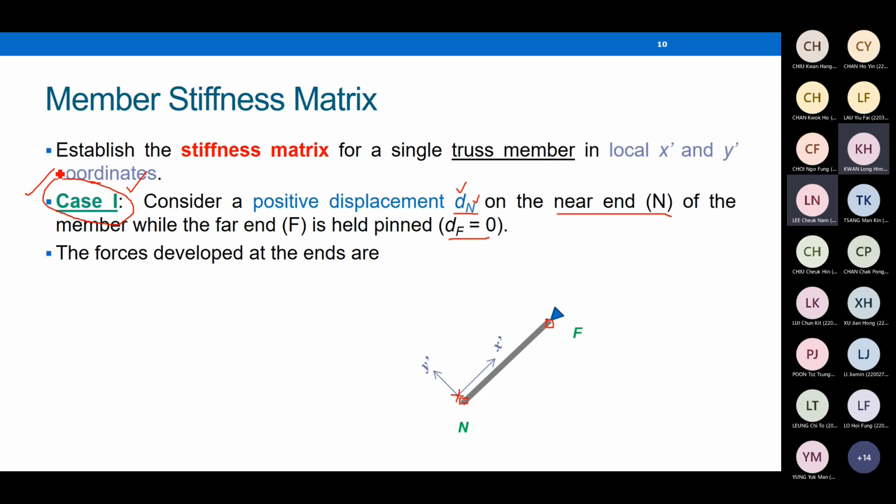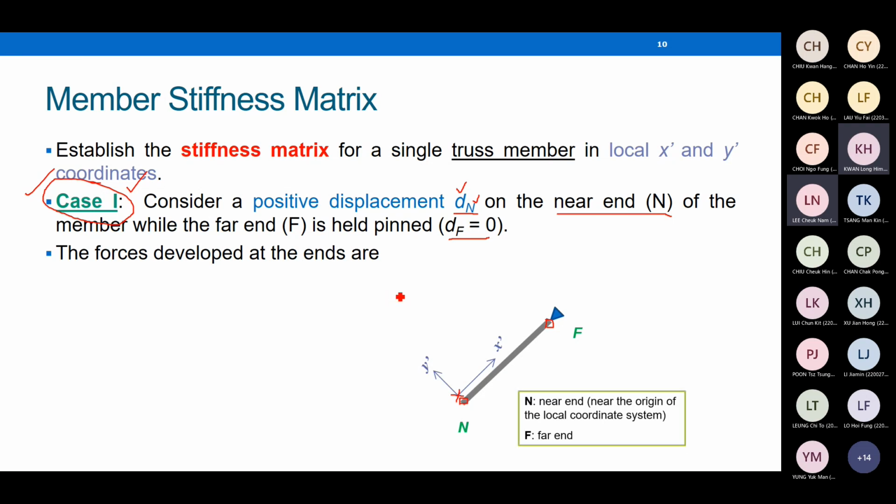Then you can understand what case two is immediately, right? Case two is the opposite. When you add up the two scenarios together, it becomes a general situation. This is how you use superposition. We will discuss this in the next few pages. But firstly, let us consider case one.